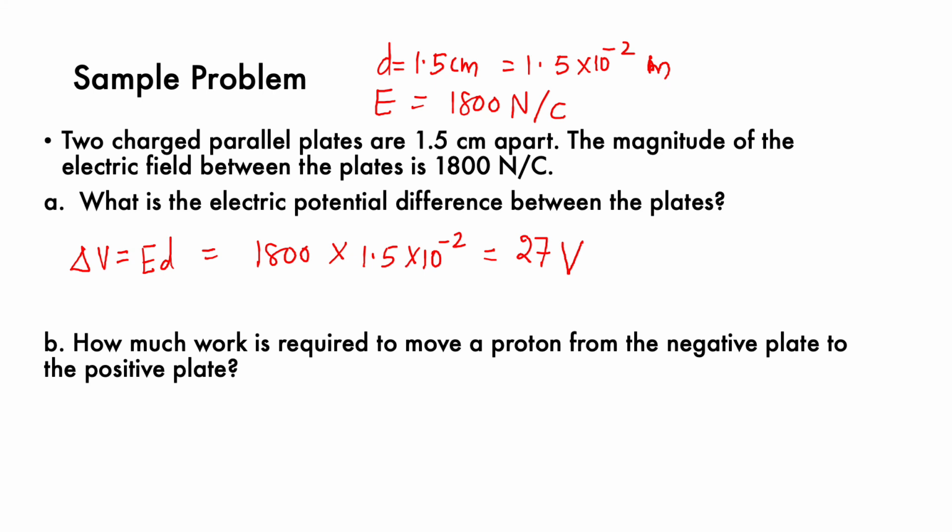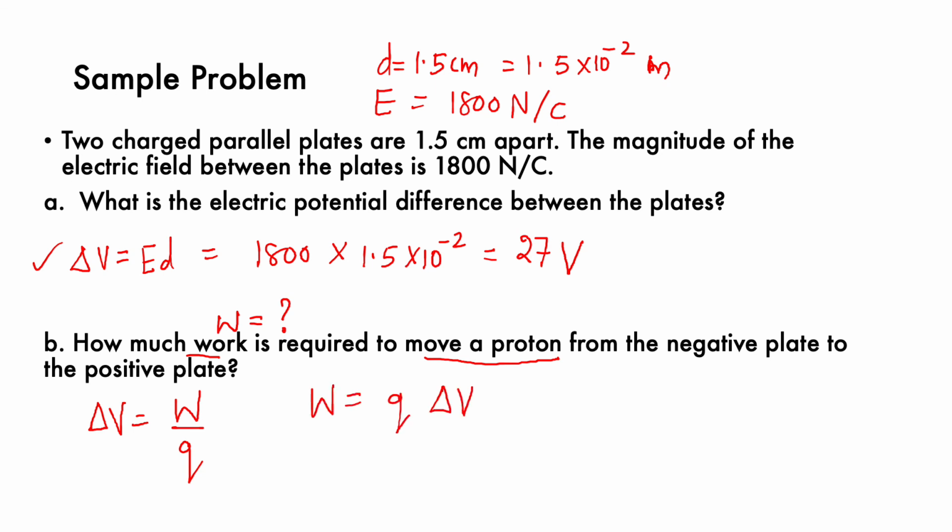Next it is asking how much work is required to move a proton from the negative plate to the positive plate. So now we have to find out what W is. If you remember, we had three different formulas for delta V, out of which one we already used here. There was one more formula, delta V equals W over Q. So W will be equal to Q times delta V. Delta V we have already here, 27, and Q is for a proton. The charge for a proton is 1.6 times 10 to the power negative 19 coulomb.